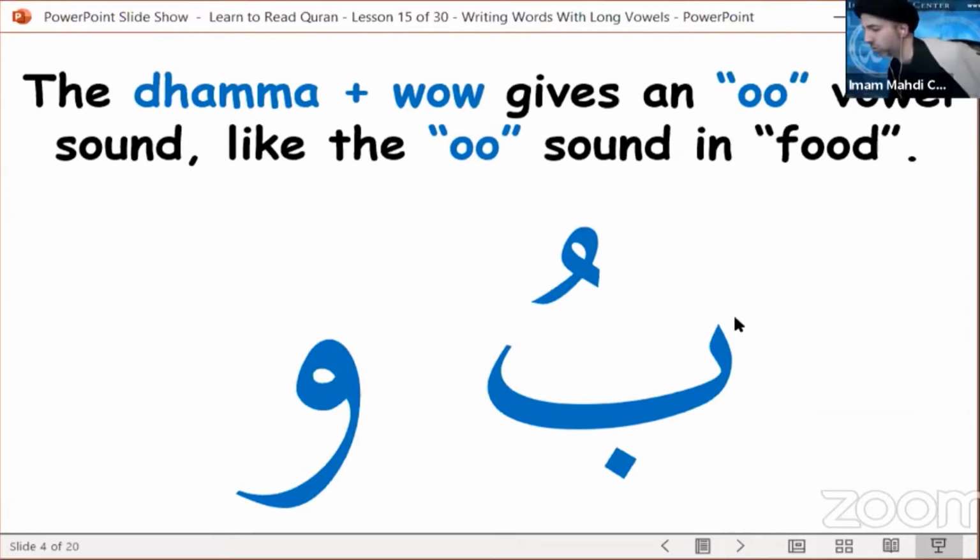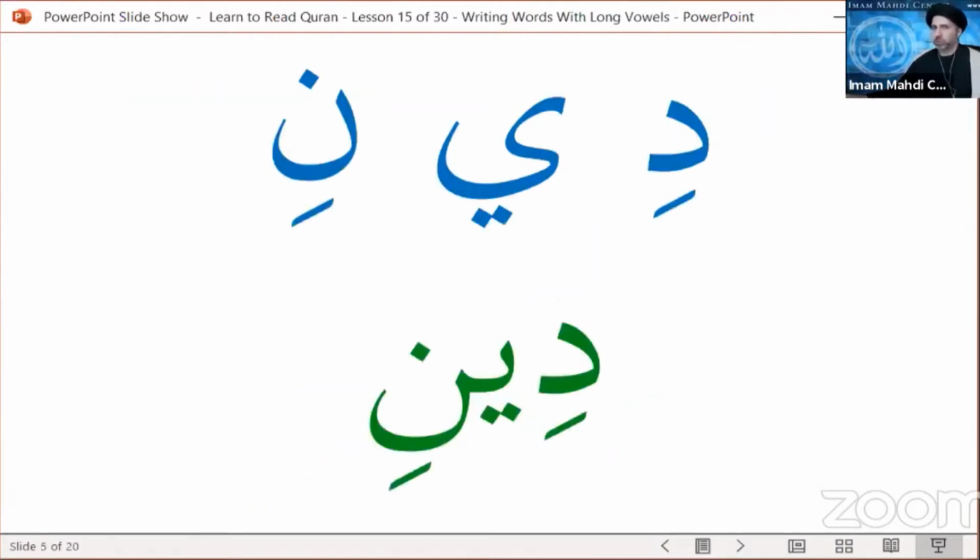So for tonight, what we're going to do is use what we've learned in our previous lessons, and once again, start writing some words using the long vowels and the short vowels and the tanween that we have learned so far. So our first word is produced from 3 letters, dal with kasra followed by ya. So this dal and this ya will be read together as one syllable. And then we have a noon with a fatha. So we write these words together.